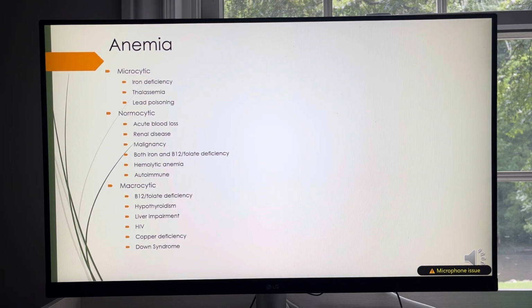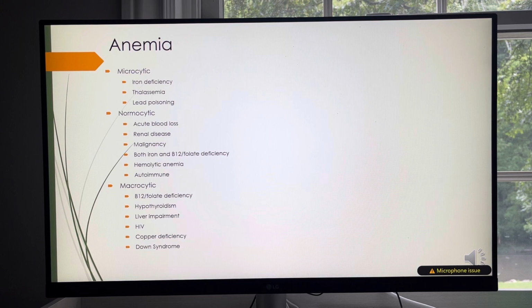Okay, if you're going to go family practice, you're probably going to see microcytic hypochromic anemia within the first week. Very common. The number one cause is iron deficiency. Thalassemia and lead poisoning can also result in microcytic hypochromic anemia. We're going to go over each of these. This is just an overall slide.